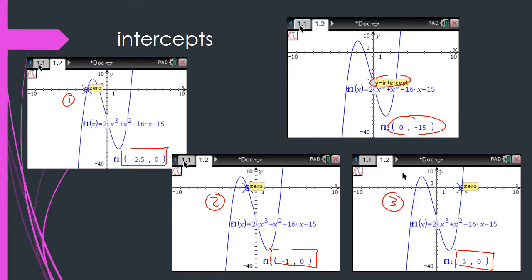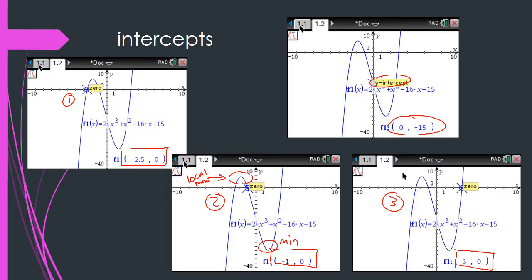Minimums and maximums. Even though this goes up to infinity and down to negative infinity, we have what's called local minimums and local maximums. So I can look at this graph and know that right here, I should have a local max or a maximum. And then right here, I should have a minimum as well, because it changes direction here.